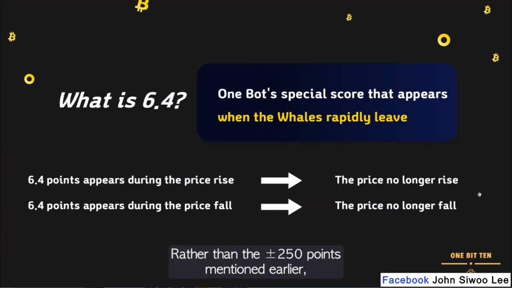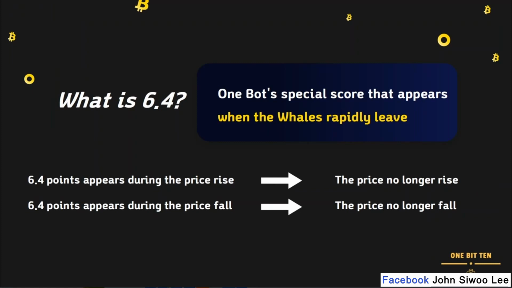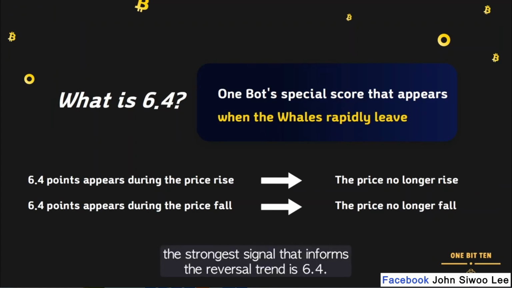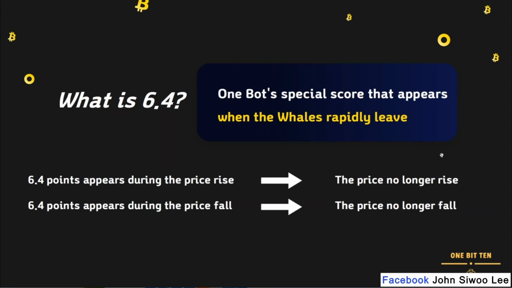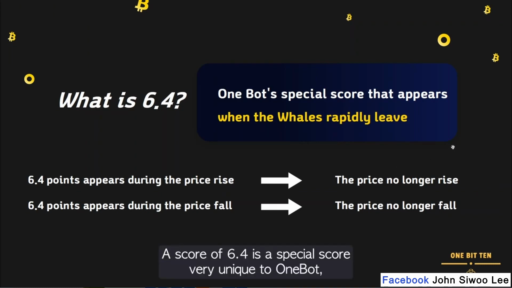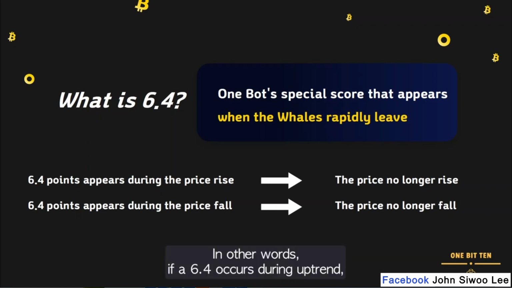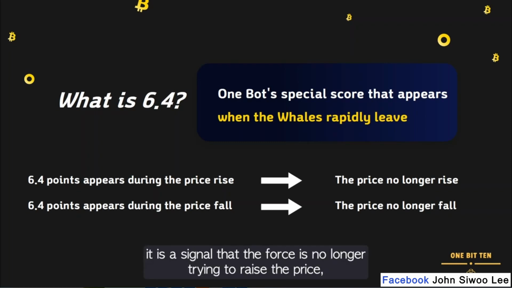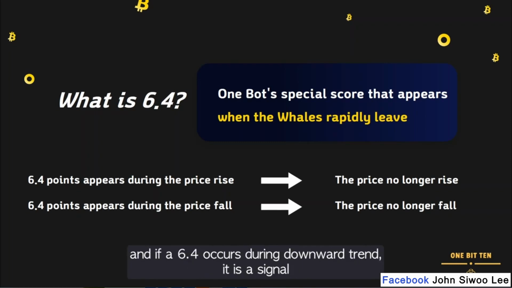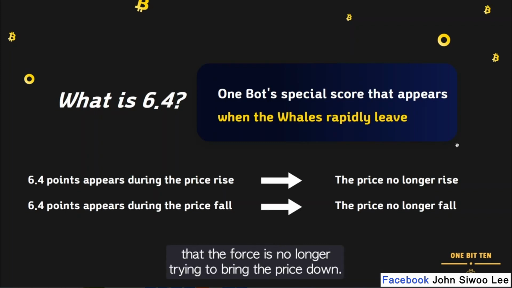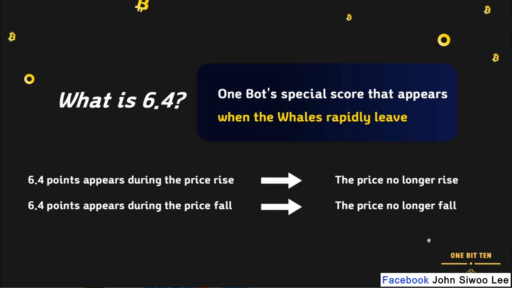Rather than the 250 points mentioned earlier, the strongest signal that informs the reversal trend is 6.4. A score of 6.4 is a special score very unique to Onebot, which only comes out when market forces suddenly go out of the market. In other words, if a 6.4 occurs during an uptrend, it is a signal that the force is no longer trying to raise the price, and if a 6.4 occurs during a downward trend, it is a signal that the force is no longer trying to bring the price down.